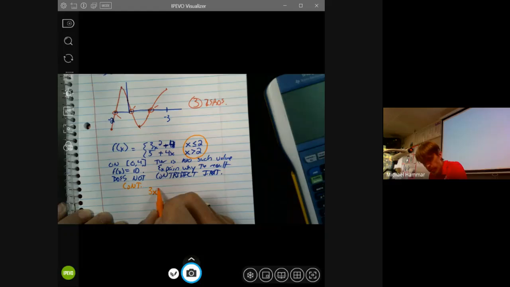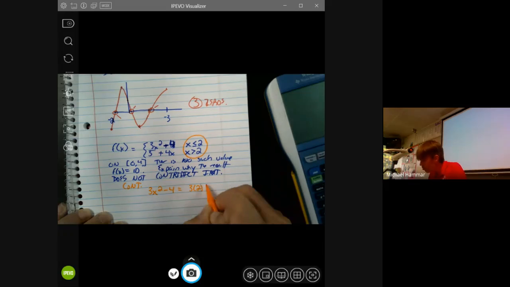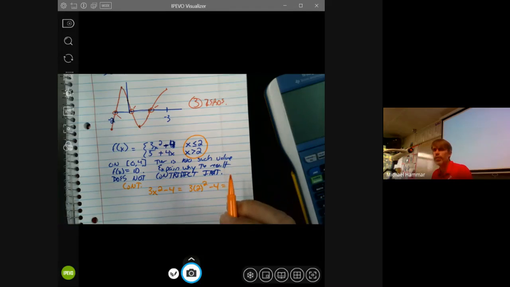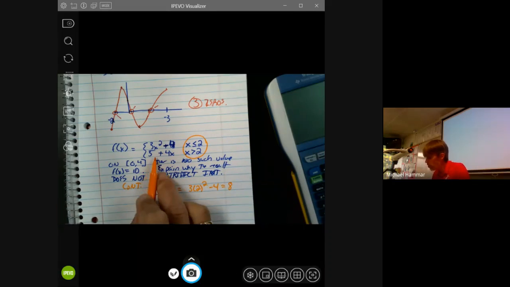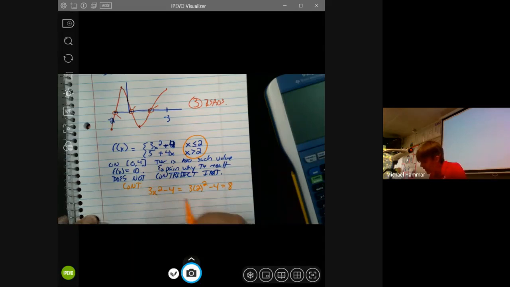So we have 3x squared minus 4. Plug in 2. We have 3 times 2 squared minus 4. So 2 squared is 4. Times 3 is 12. Minus 4 is 8. Okay? Also, plug it into this one. We have 5 plus 4 times 2 equals, that equals 13. Okay?